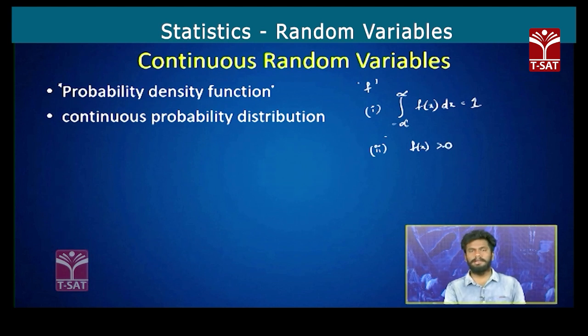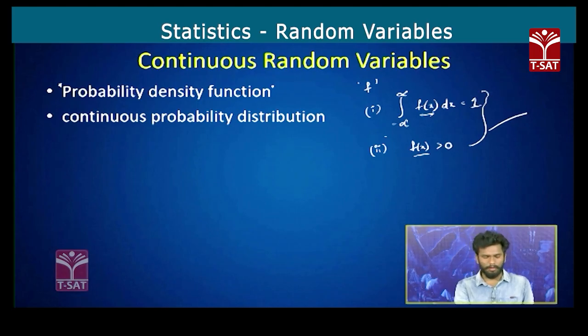That is nothing but it must be a positive function. And the integral over -infinity to +infinity of f of x dx must be equal to 1. So when these two conditions are satisfied, then we can say that this f of x is nothing but the probability density function.